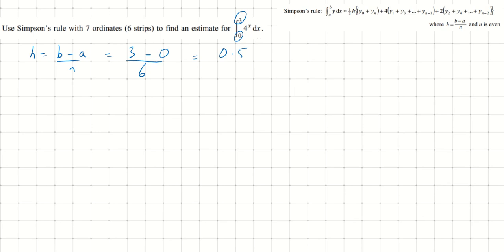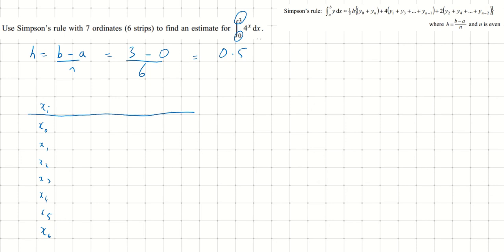Okay, now what we're going to do is create a table of x values and y values. So we have 7 ordinates, so 7 values of x. So they go from x0, x1, x2, x3, x4, x5, and x6. So the values of x that I'm going to need.